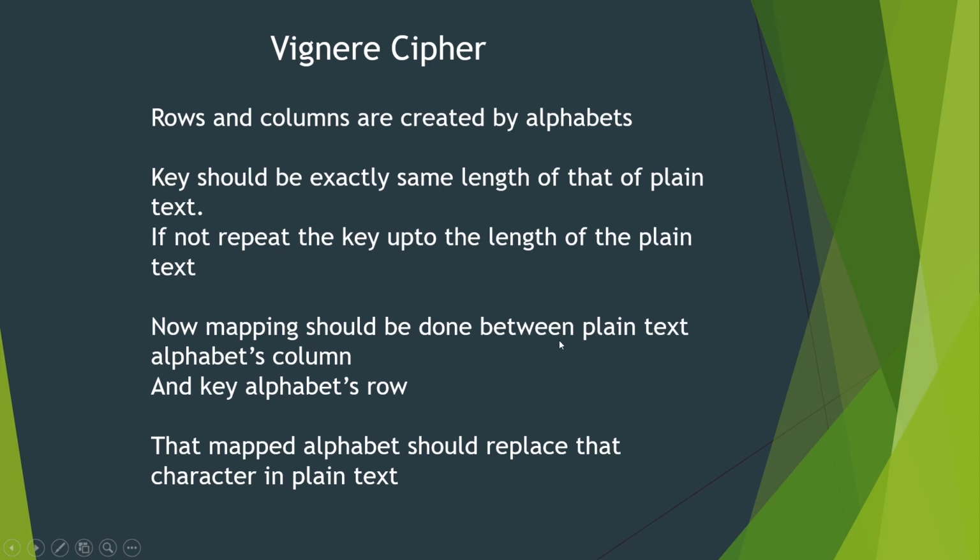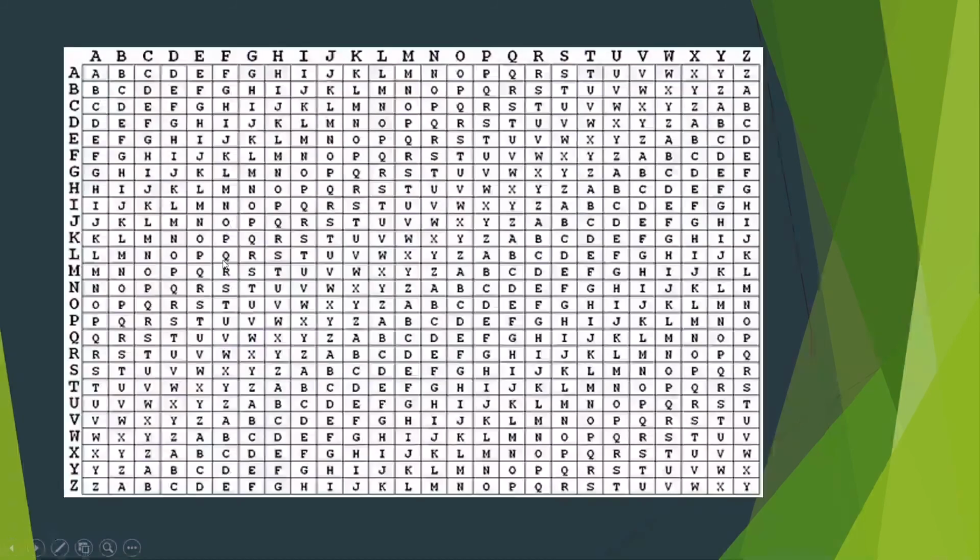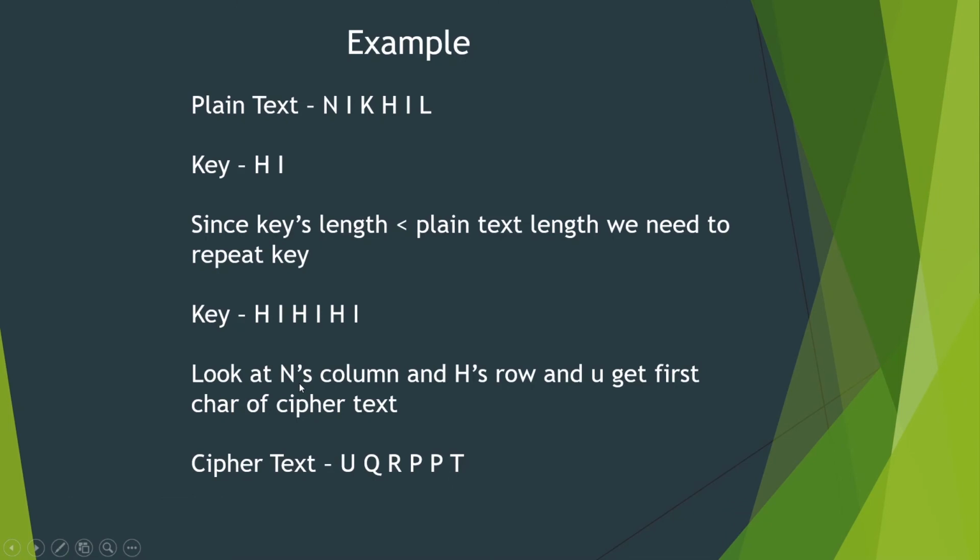Now the mapping should be done between the plain text alphabet's column and the key alphabet's row. So you take each alphabet of plain text, consider its column in the table and the key alphabet's row, and after the mapping you will get one value, and that value is the ciphertext. So let me explain. This is the table. I have taken this photo from the internet, because I cannot create such a large table in the PPT. So we have rows A, B, C, D, E, F, G, H, I, J, up to Z, and here columns A to Z.